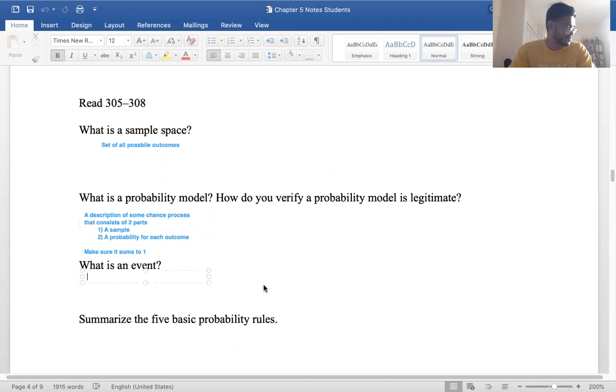What is an event? Any collection of outcomes from a chance process. An event is a subset of the sample space.